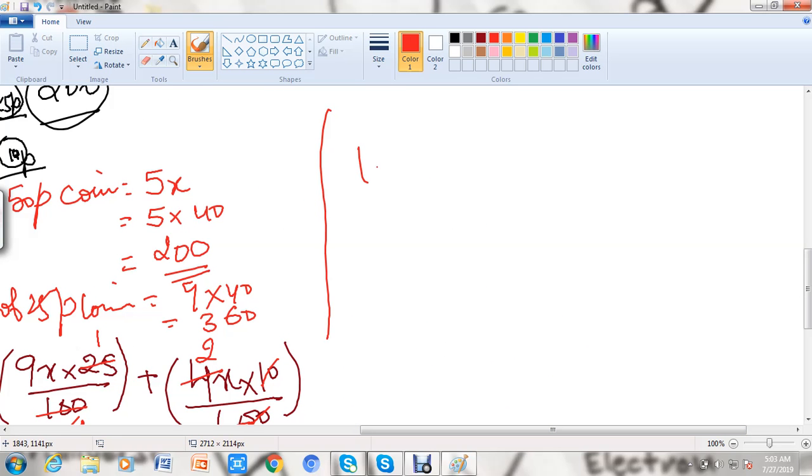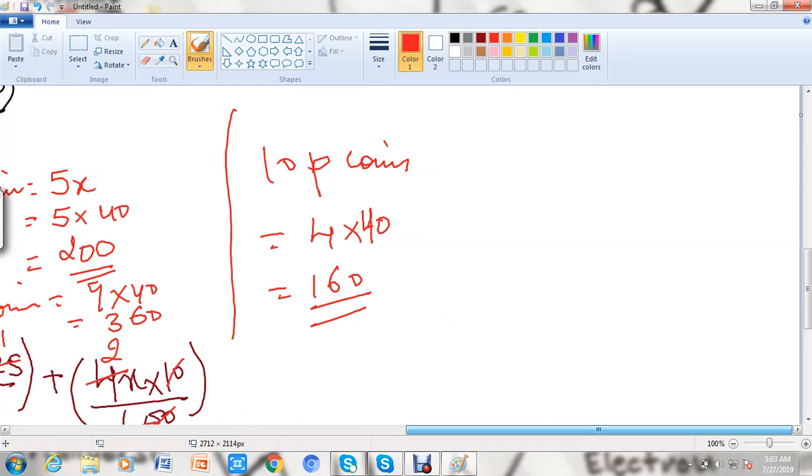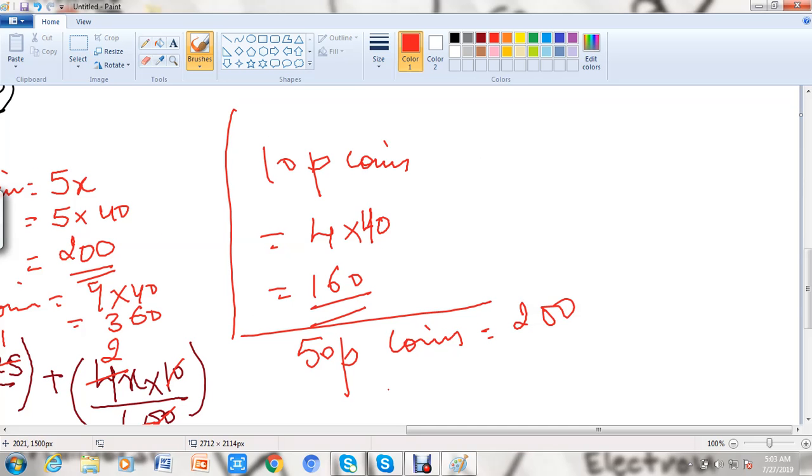What we have got as the final answer is that 50 paisa coins are 200, 25 paisa coins are 360, and 10 paisa coins are 160. So this way we have got the answer, and I believe you can easily figure out things. It's not going to cause any difficulty for you.